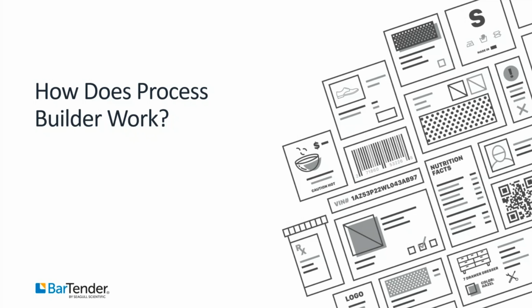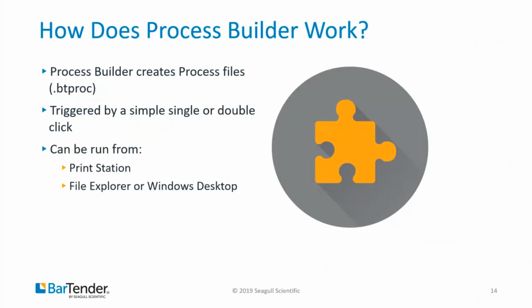So Process Builder itself. When you open Process Builder, what you're going to essentially be doing is creating a process file. These process files are going to have that .btproc extension in Windows. And how you execute them, or when you're ready to run them, is going to be by simply single or double clicking, depending on where you do it from, that process file. And regardless of how simple or complex that particular process is, and all the built-in conditions you have, it's going to run from there.